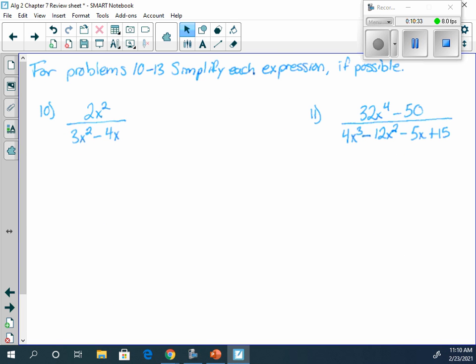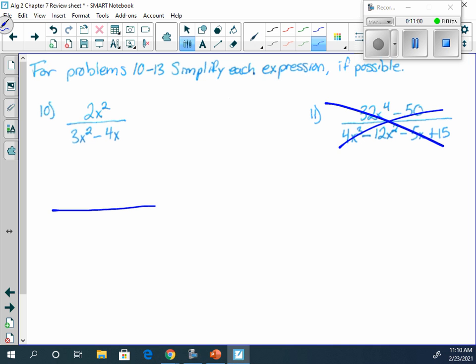Okay. Now we're going to look at simplifying expressions. And that's going to be a lot of what's going to come up on the test. Not a whole bunch is going to be specifically about simplifying expressions, but factoring is what's going to be important. So when we look at these here, we're going to work on that. Now, we're going to look at number 10.